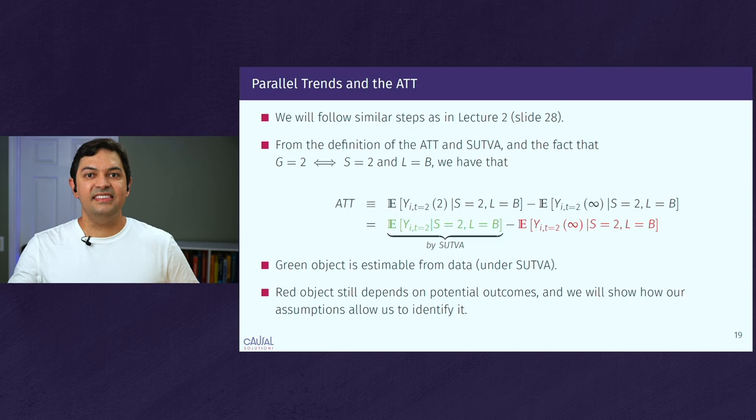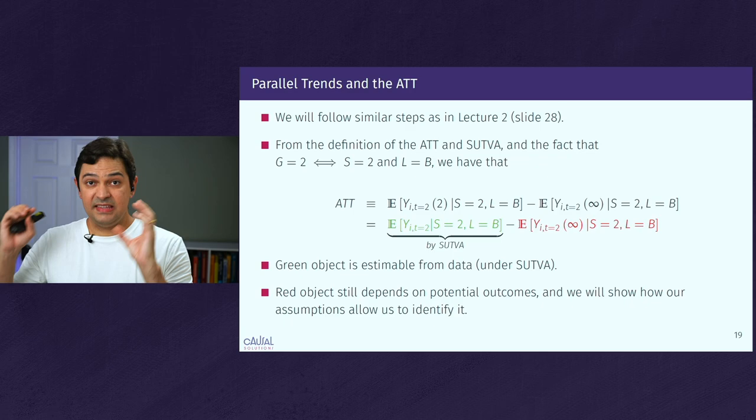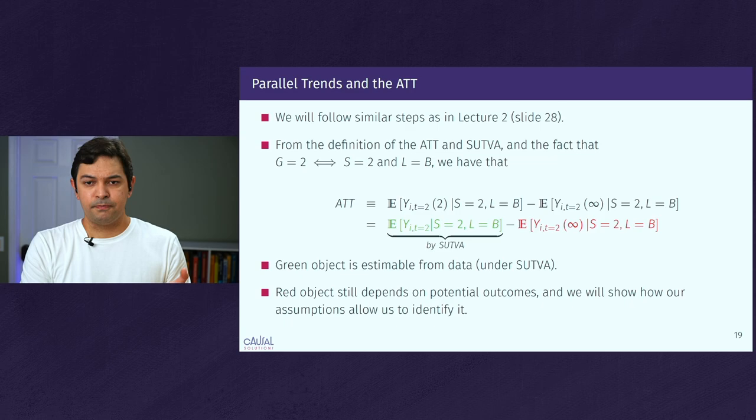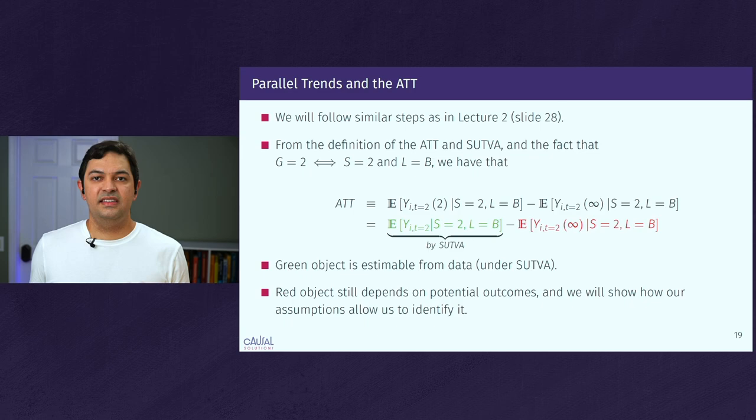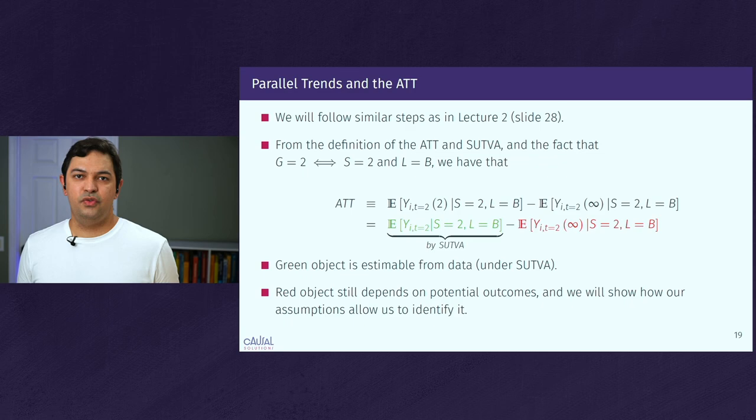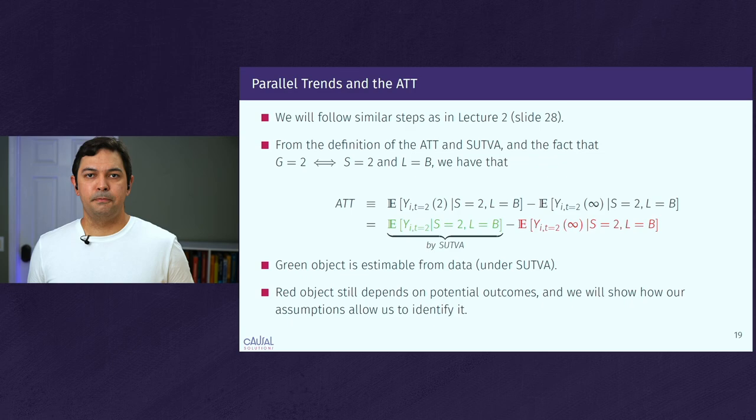How our assumptions, SUTVA, non-anticipation, and parallel trends for triple differences, help us recover this red component. And we're going to do this in a step-by-step manipulation, little by little, to get exactly what we want. Cool? And the structure we're going to follow is the same structure as we did in lecture 2. We did similar steps in many other lectures as well, in lecture 6, in lecture 8, exactly the same type of behavior. So, as usual, how are we going to start?